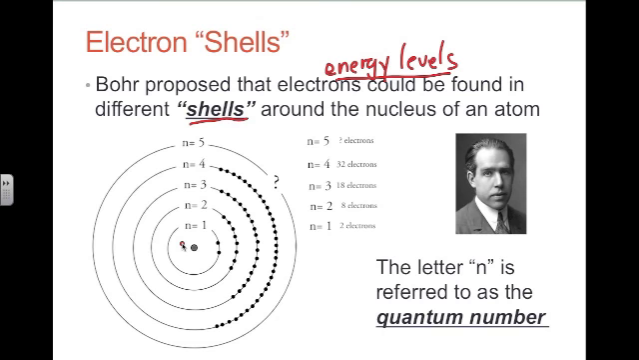So as far as the notation, each level he gave this letter n and he called it the quantum number. So the letter n equals 1 means I'm in kind of the first layer here. N equals 2, I'm in the second layer here. N equals 3, I'm in the third layer here.